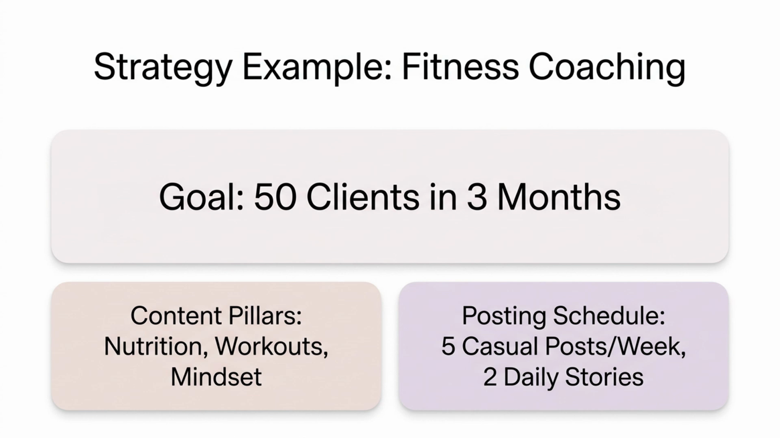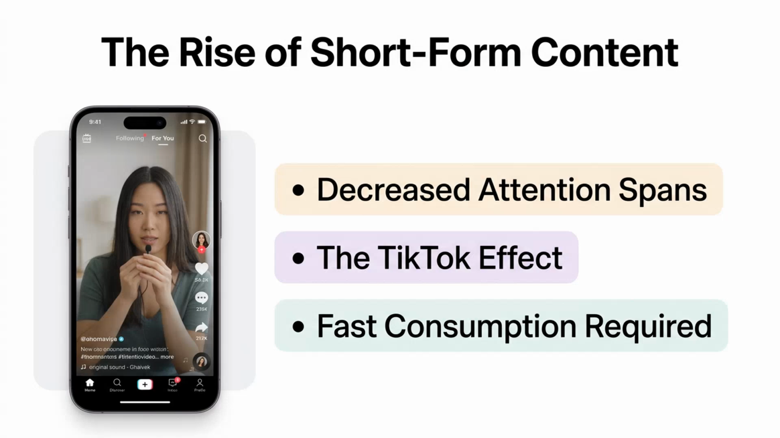Finally, we establish a strict posting schedule, like 5 casual posts a week and 2 daily stories to maintain consistent visibility. Notice how heavily that strategy relies on daily stories. Today, a massive percentage of social media success comes from short-form content. Thanks to platforms like TikTok, user attention spans are significantly shorter, and people expect to consume information rapidly. If your message is not delivered quickly and efficiently, your audience will simply scroll past.